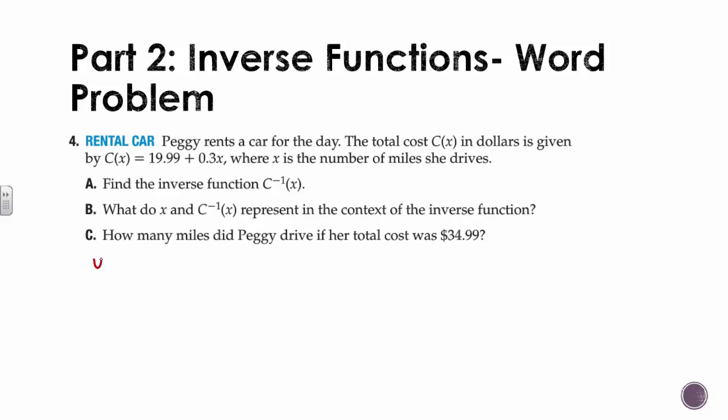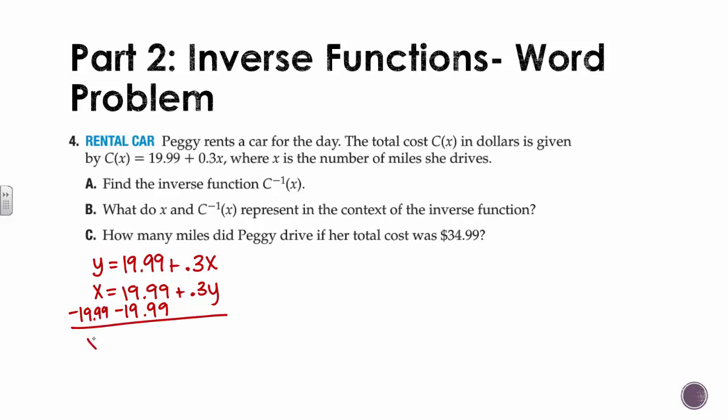So let's do the same thing we did before. Replace C of x with y. And then we're going to rearrange the x and the y to find the inverse. And then we want to get y by itself. So we'll subtract $19.99 from both sides. So we get x minus $19.99 equals 0.3y. Then we'll divide everything by 0.3.